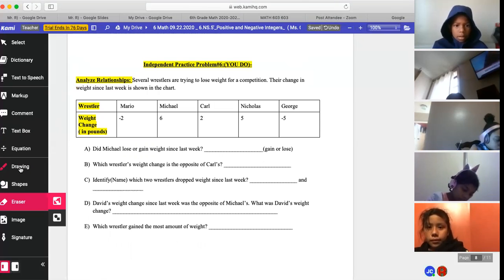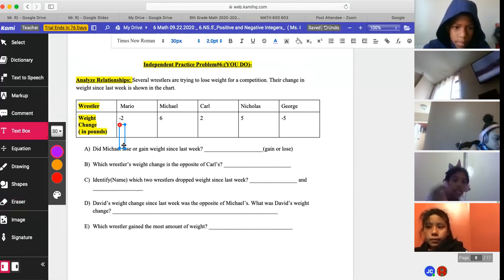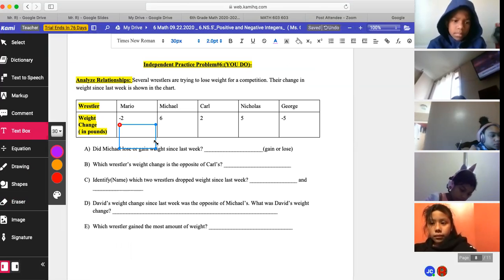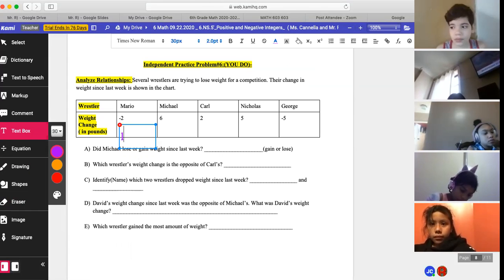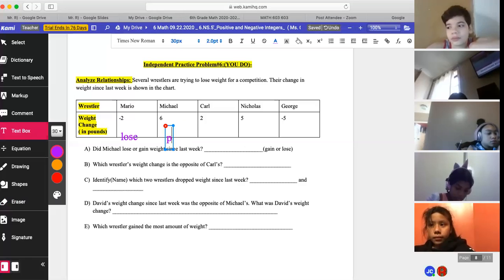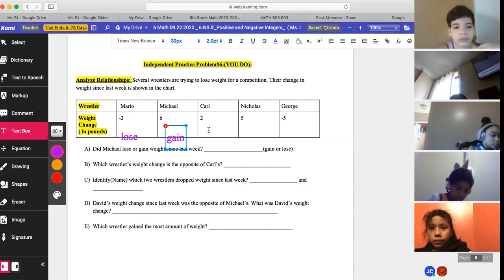Several wrestlers are trying to lose weight for a competition. Their change in weight since last week is shown below in the chart. Joe, you remember this, right? We did this in class. Negative or positive, sir? Go for it. Negative. Next one. Positive. Good. Next one. Positive. Keep going.